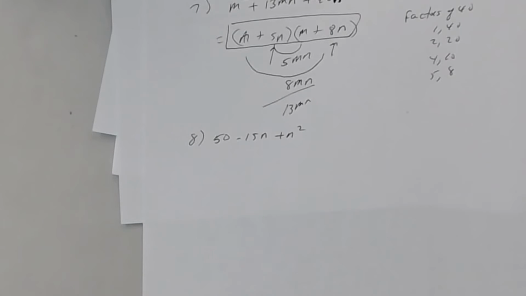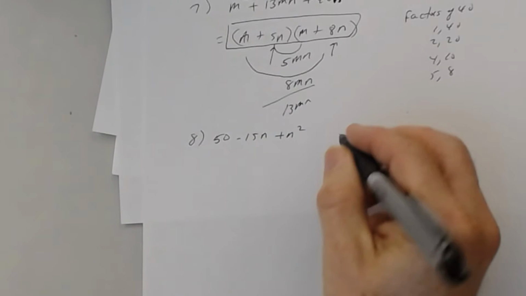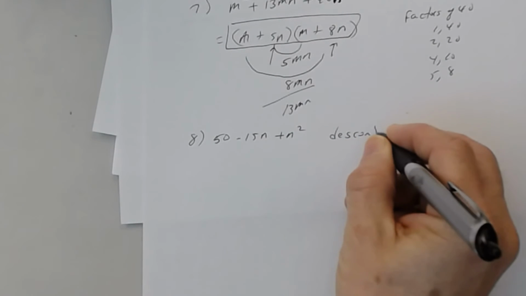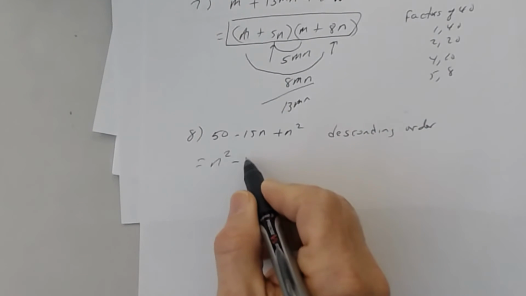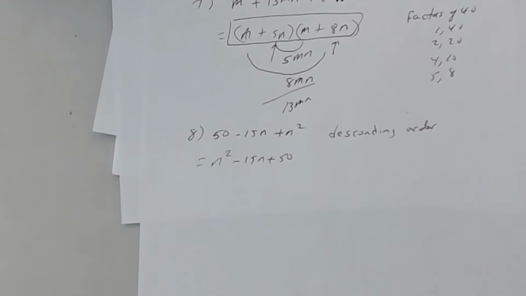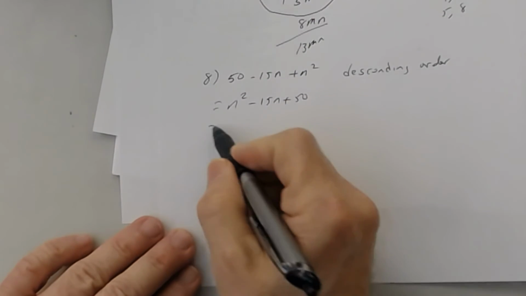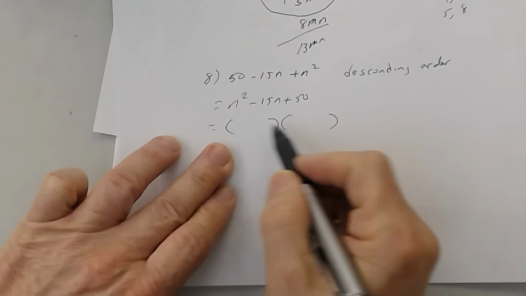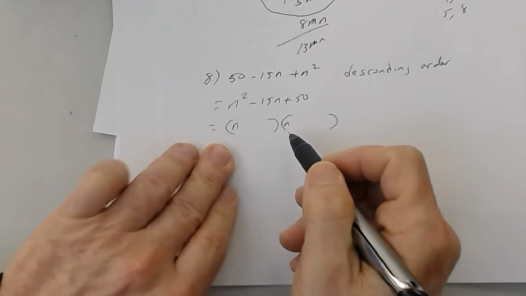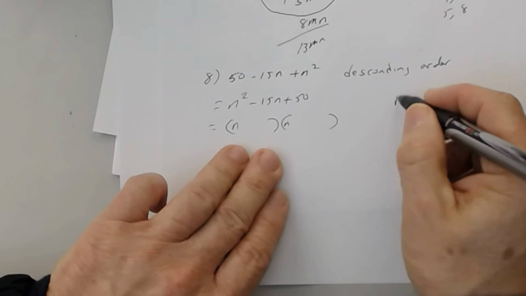Put in descending order. Okay, that's a good idea. Most students tend to be able to do better with these when the square term's listed first. So let's put in descending order. What would this be in descending order? N to the second minus 15n plus 50. Okay, so n squared minus 15n plus 50. All right. And then you look for the GCF. What's the GCF? 1. So I'm going to go directly to 2 binomials. What are the possibilities of the first terms? N. In fact, that's the only possibility. Now for 50, let's look at the factors of 50.